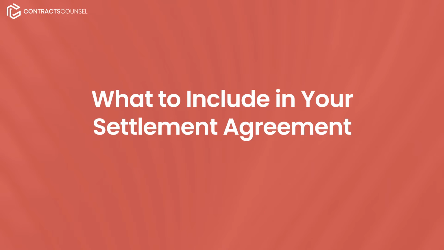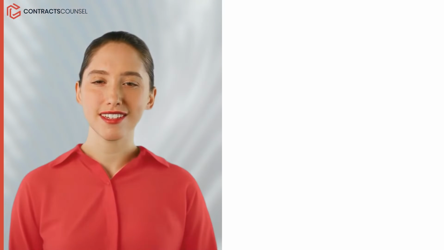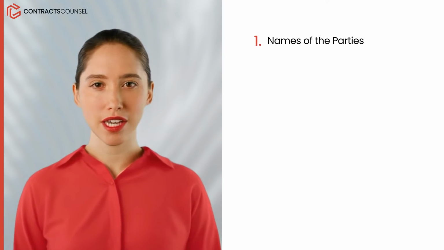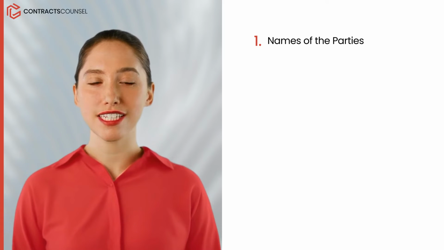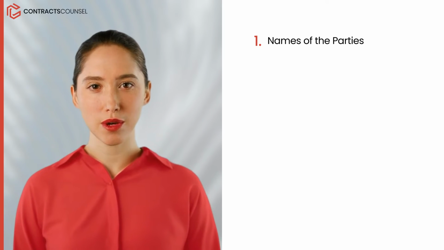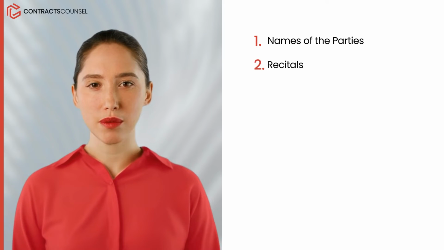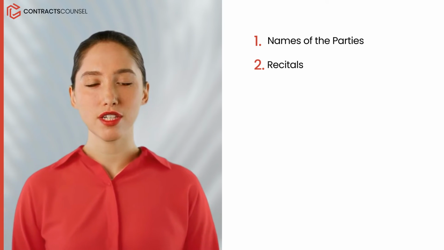What to include in your settlement agreement? There are common terms used in settlement agreements. Here are some you will find. 1. Names of the parties. The agreement includes the legal names of all parties involved in the dispute. 2. Recitals. This section provides background information on the dispute and the reasons for the settlement.